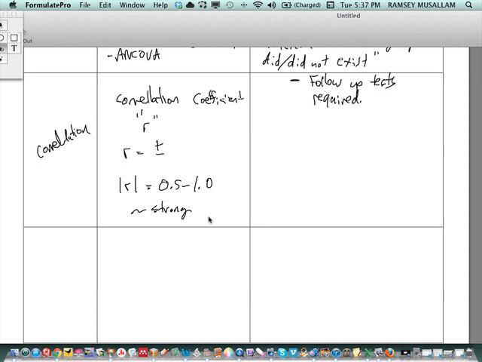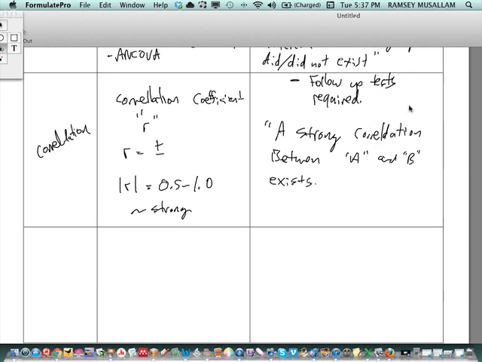So you are not going to write R, okay? You're going to write something like this: a strong correlation between, let's just call it A and B, exists. And I'm sorry, here you want to say if it's positive or negative.